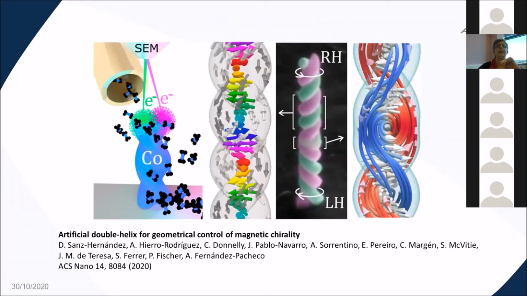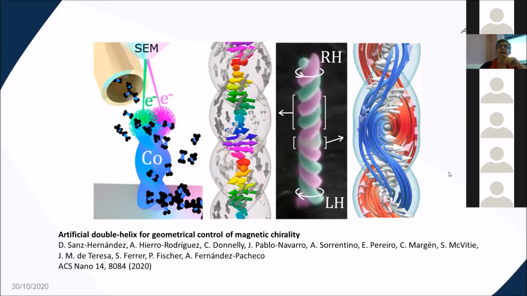And this is an example of the latest publication from ALBA, which is very nice. It's just to show that the geometrical curvature and helicity can imprint chirality on the magnetization.